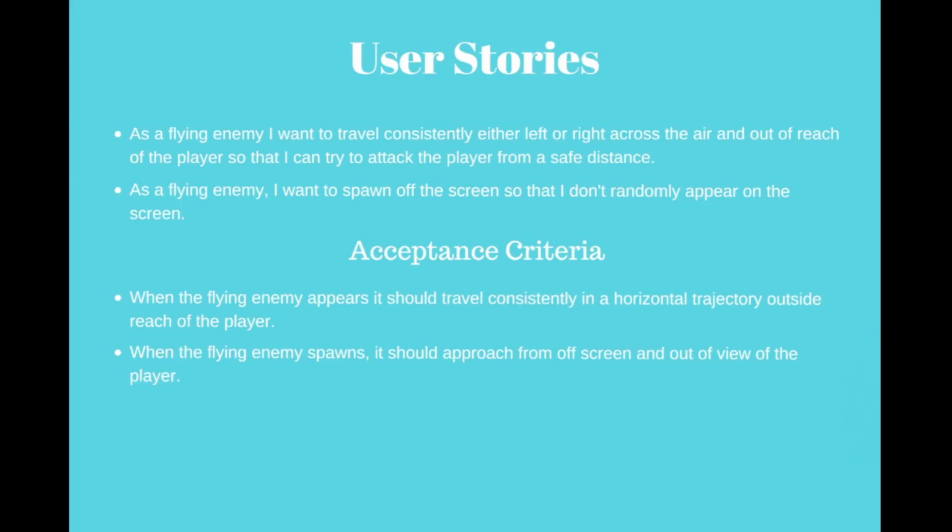As a flying enemy, I want to spawn off the screen so that I don't randomly appear on the screen. The acceptance criteria for the first user story is, when the flying enemy appears, it should travel consistently in a horizontal trajectory outside the reach of the player. The acceptance criteria for my final user story is, when the flying enemy spawns, it should approach from off the screen and out of view of the player.